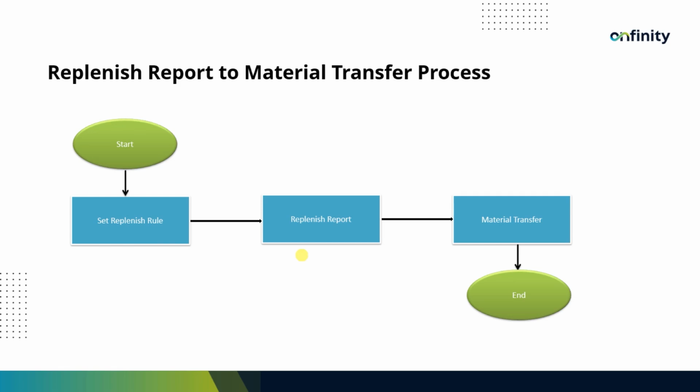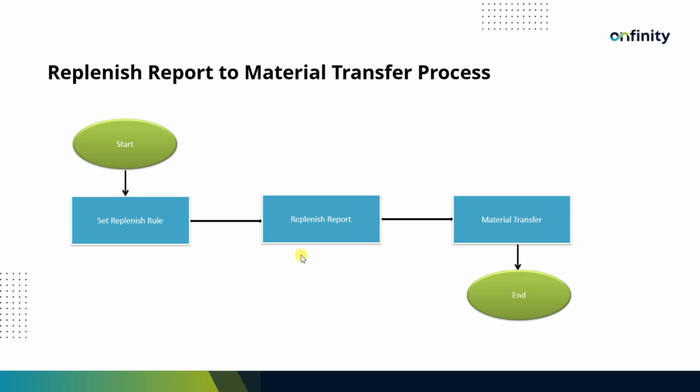Once the rules are in place, the next step is to generate the replenishment report. The inventory manager runs this report to identify products that have fallen below their reorder levels. This helps in proactively addressing shortages before they impact sales or operations. From here, the system highlights the recommended replenishment quantities for the identified products.